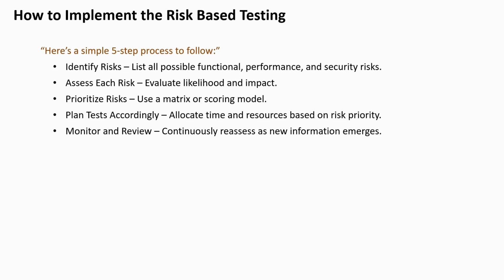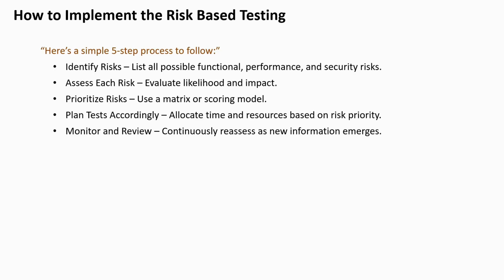Fourth one, error-prone features. Features that frequently fail in production based on past history. Example, file upload, data import or export, report generation. Why is it risky? Historical data shows that they need more attention.